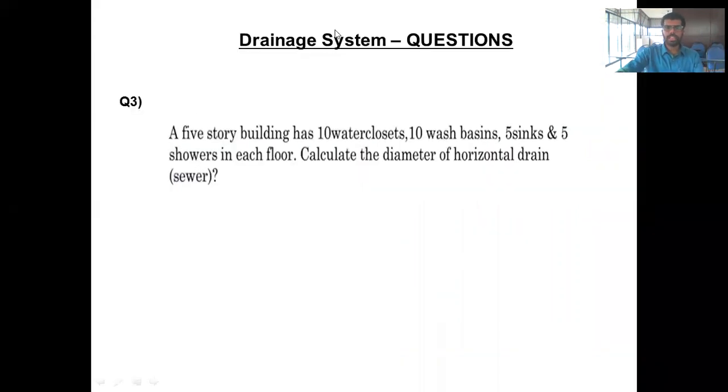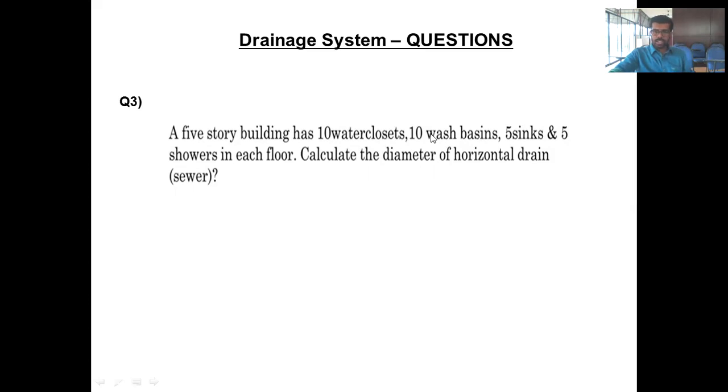A five-story building has 10 water closets, 10 wash basins, and 5 sinks and 5 showers on each floor. Calculate the diameter of the horizontal drain. This is not about the stack. Stack we have seen, correct? This is about horizontal pipes only, branch pipes only. There will be a branch pipe and there will be a stack pipe. Just now we found out about the stack pipe only. Now we are going to find out about the horizontal pipe diameters.